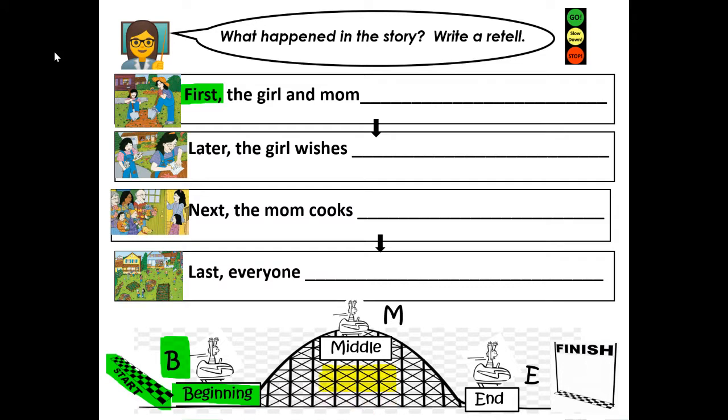Then we're going to slow down and talk about the middle of the story. And you're going to say, later, the girl wishes. You're going to write that sentence frame and finish that sentence. And next, the mom cooks, and finish that sentence. And then finally, we're going to stop and tell what happened at the end, or the finish. And you're going to use the sentence starter, last, everyone.